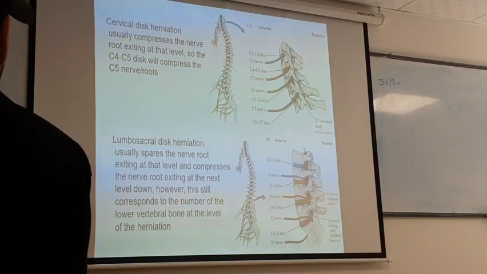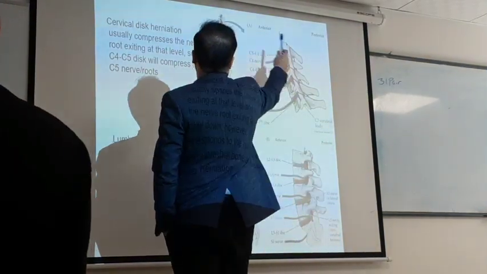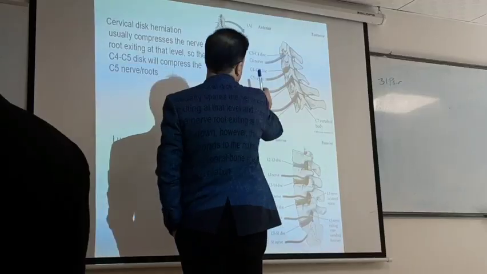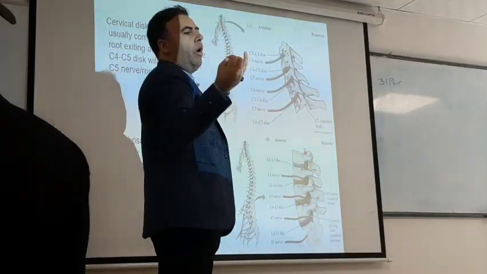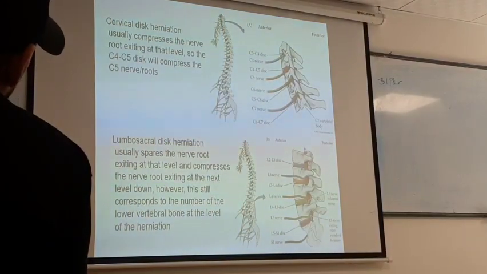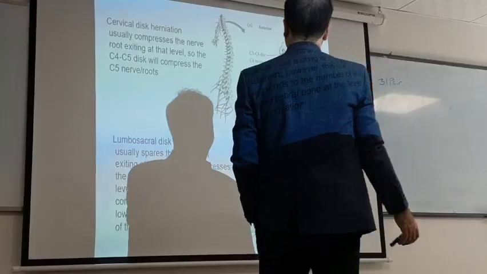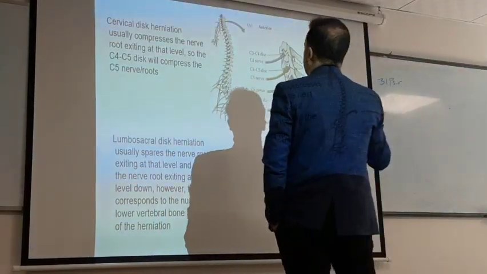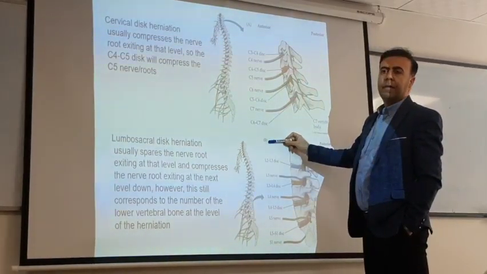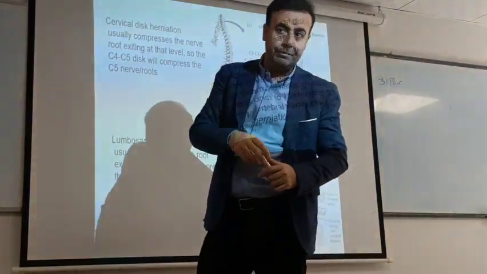The plexus. We have four plexuses: one, two, three, four. C1 to C4 is the cervical plexus. C4 to T1 is the brachial plexus for the upper limb.